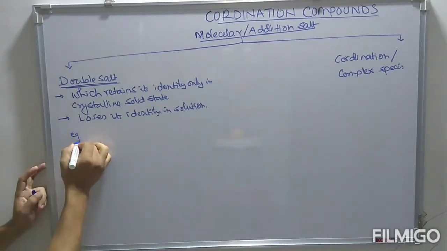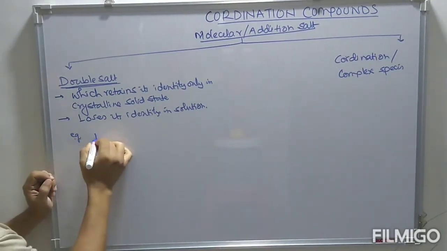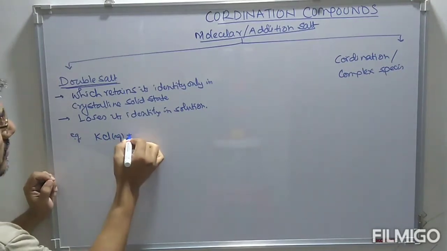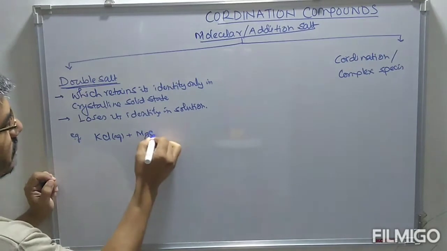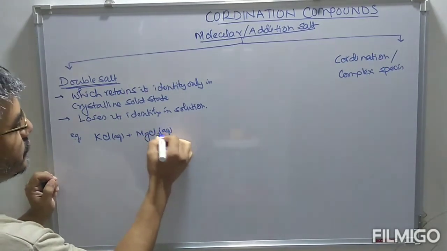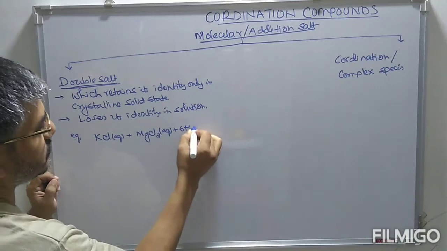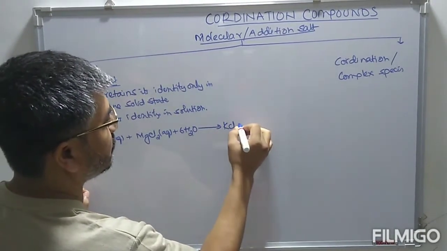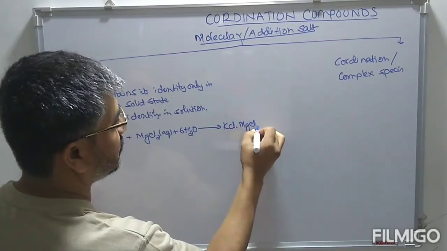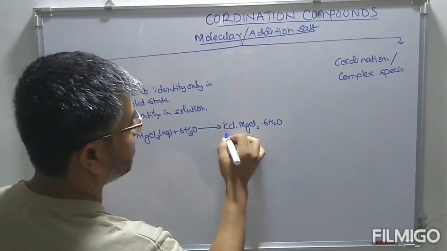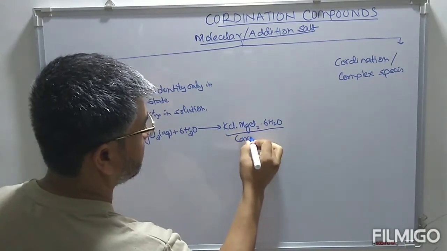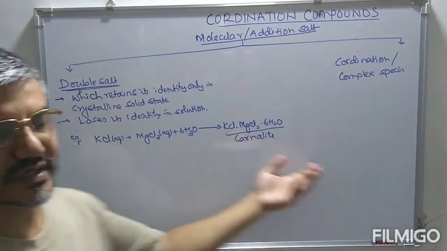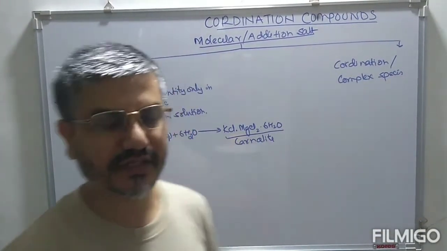Solution. So let's take this example. Potassium chloride, we have this aqueous solution, plus magnesium chloride aqueous solution plus 6 water molecules. When this is allowed to evaporate, we get this compound, potassium chloride, magnesium chloride, 6 water molecule, which is known as carnallite. It is an ore of potassium or magnesium, from which we can extract potassium or magnesium.